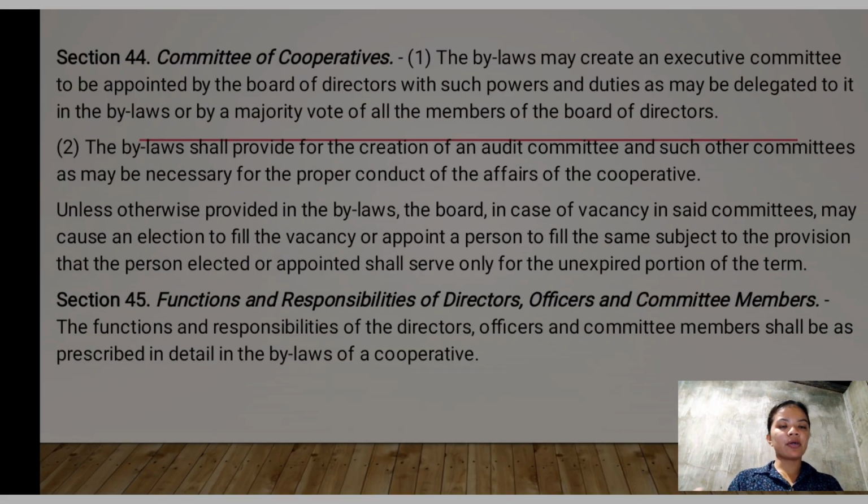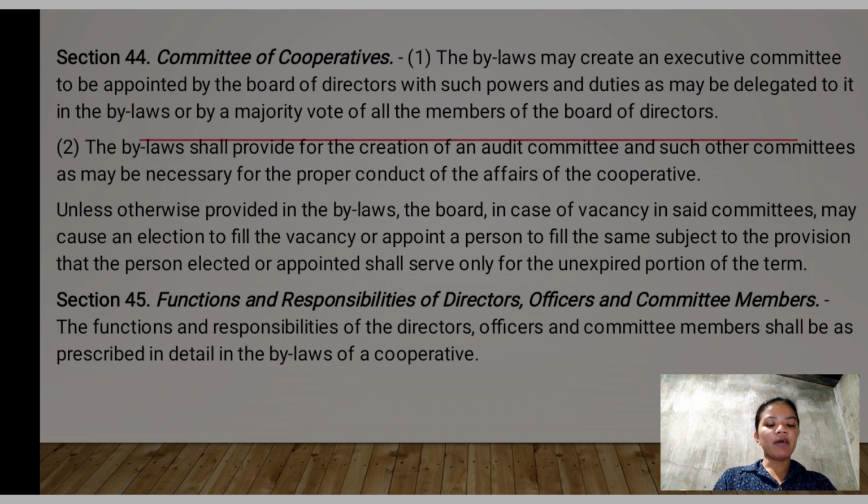Section 44, Committee of Cooperatives. This section allows the creation of an executive committee within a cooperative. First, the bylaws of the cooperative may establish an executive committee which is appointed by the board of directors. Second, the executive committee will have the powers and duties delegated to it either in the bylaws or by a majority vote of all the members of the board of directors.